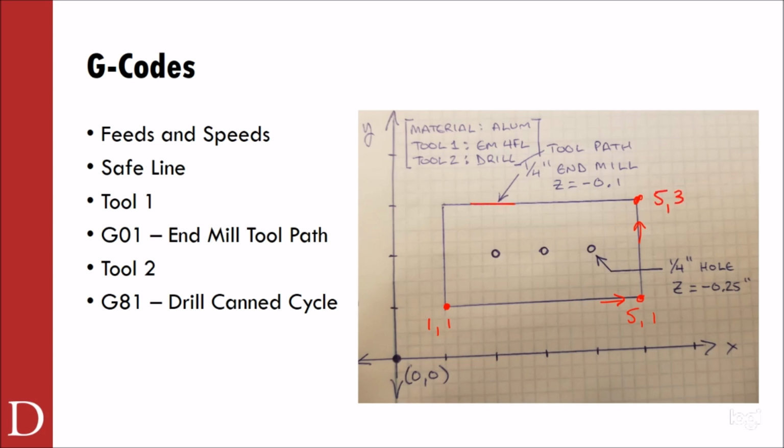Then we'll go all the way over here to 1, 3. And then I'm going to go back to 1, 1. So the first thing I want to do is just cut out whatever this trace is. I'm just going to show that I can follow these tool paths. This isn't necessarily a finished part. This is really just learning the code.